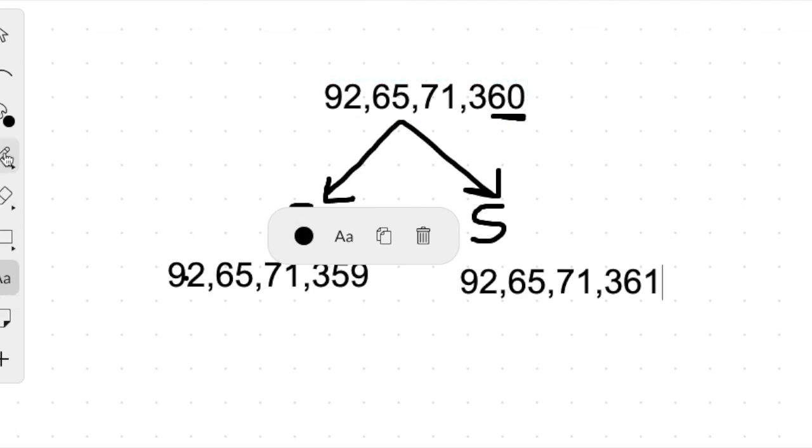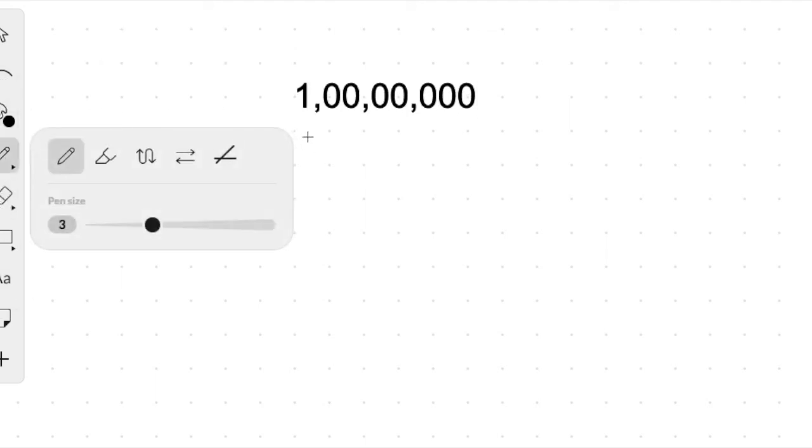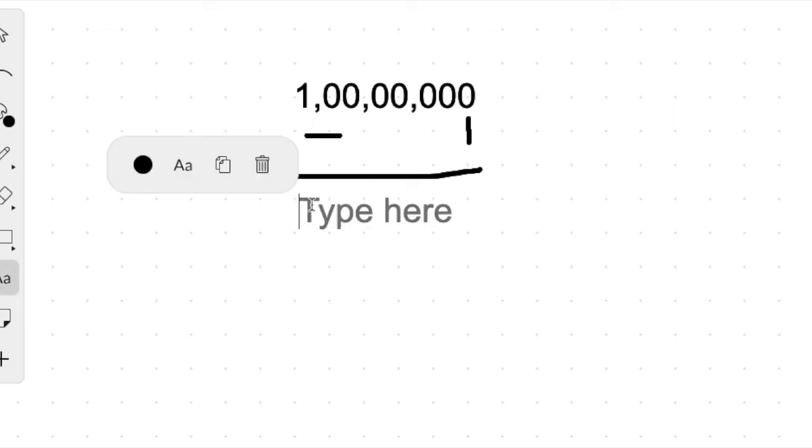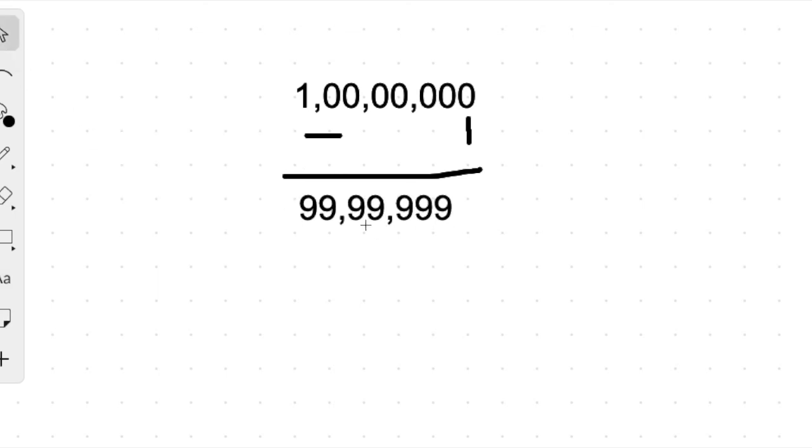Now I'll tell you what to do if you can't think of what comes before and what comes after a number. Just say we have 1 crore as our number and we have to find predecessor of this number. What we can do is we can subtract 1 from this number and then find predecessor. So the predecessor after subtracting will be 99,99,999. We can easily find numbers like this also. We can subtract and then we can find.